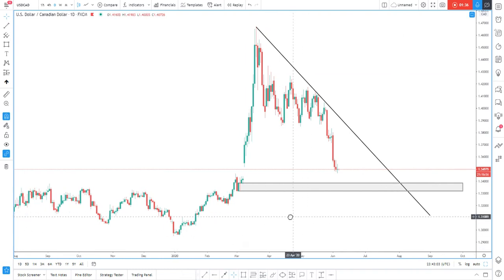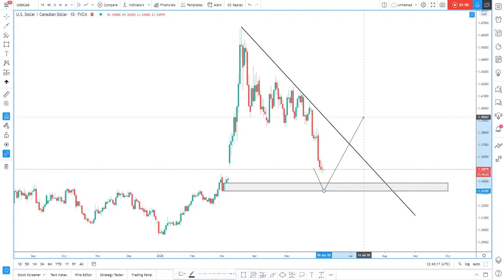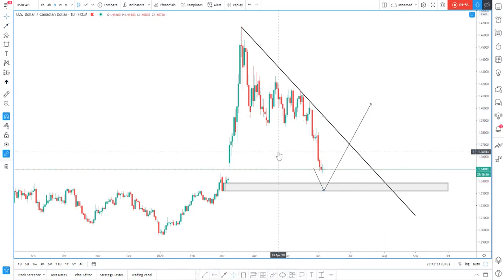So what I expect price to do on the daily time frame is to move down into this area before we look to take buy opportunities to the upside, like long opportunities on USD CAD. So down to the 4 hour time frame to get a better picture and a clear perspective of what it's actually going to do.